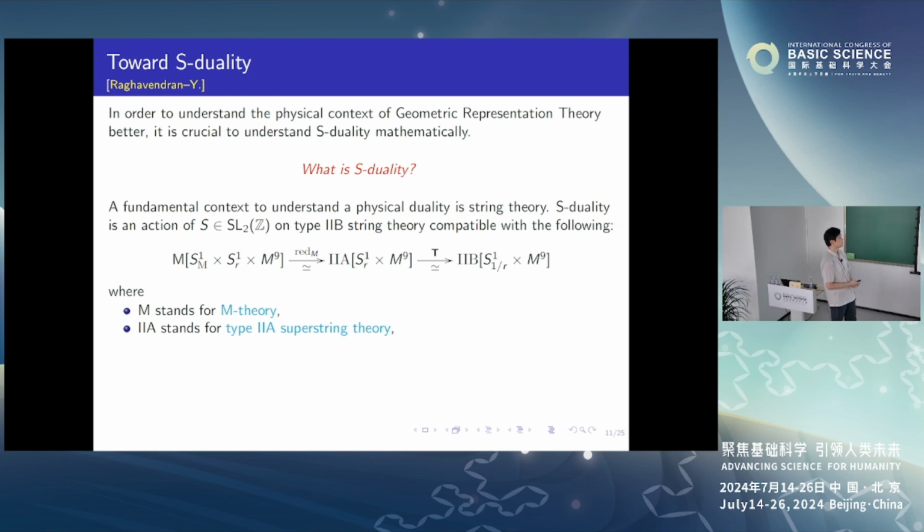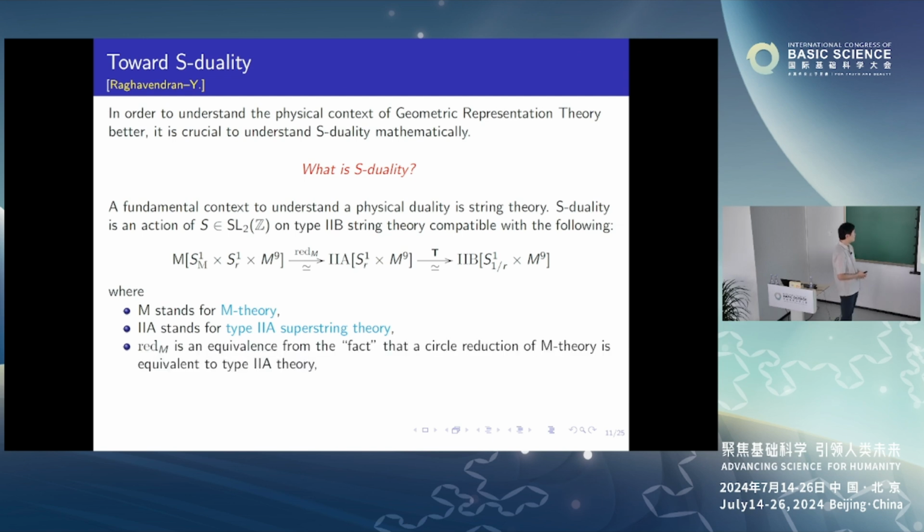Again, string theories are 10-dimensional, and 1 plus 9 is 10. And this reduction map is an equivalence. Physicists would say that whenever you have this circle in M theory, and you reduce along that S1, they should be equivalent.